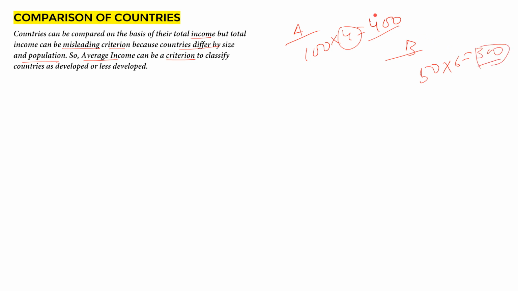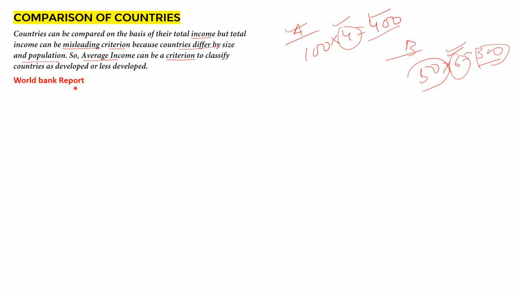If we see income as a criterion, this country is rich. But do you see, here a person is earning only 4 rupees? Here a person is earning 6 rupees. The average income of a person is 6 rupees here. The average income of a person is 4 rupees there. So where are the people wealthier? The people of this country, though the total income is less. So the total income criterion is not a good measure of development of any country. Average income can be used.